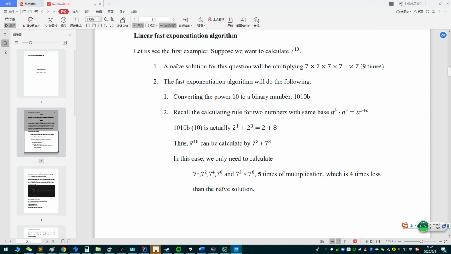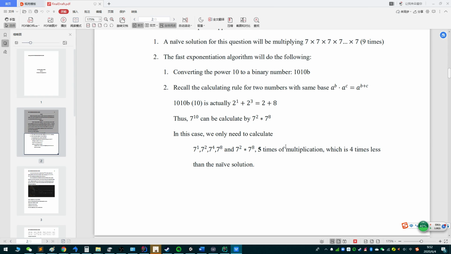Okay, therefore 7 to the 10th can be represented as 7 to the second times 7 to the 8th. In this case, we only need to calculate 7 to the first power, 7 to the second, 7 to the fourth, 7 to the 8th, and we pick two of them, which is 7 to the second and 7 to the 8th, and multiply them together. So totally we need to calculate these 4 numbers, so 4 times, and the last multiplication, which is 5 times. So it's 4 times less than the naive solution of the calculations.